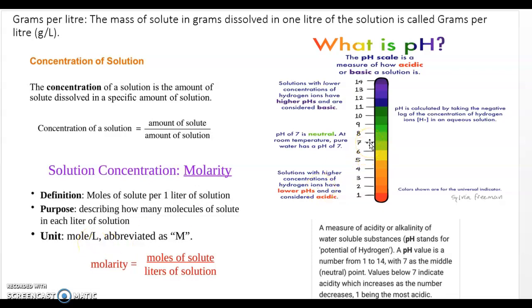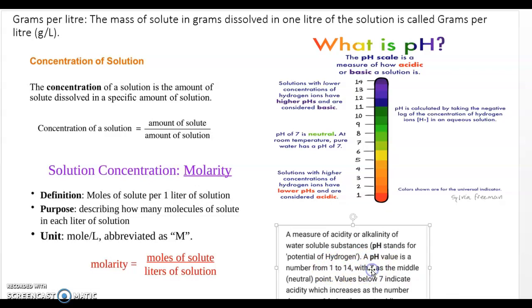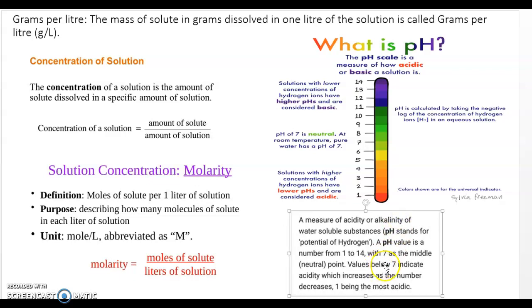Now next is pH. What is the meaning of pH? pH shows whether a solution is acidic or basic. pH stands for the potential of hydrogen. It has values from 1 to 14 with 7 in the middle, which is called neutral. Values below 7 indicate acidity, which increases as the number decreases, 1 being the most acidic. You can see here this is 14, so when the pH is higher, it is basic. With a lower value, it is acidic.